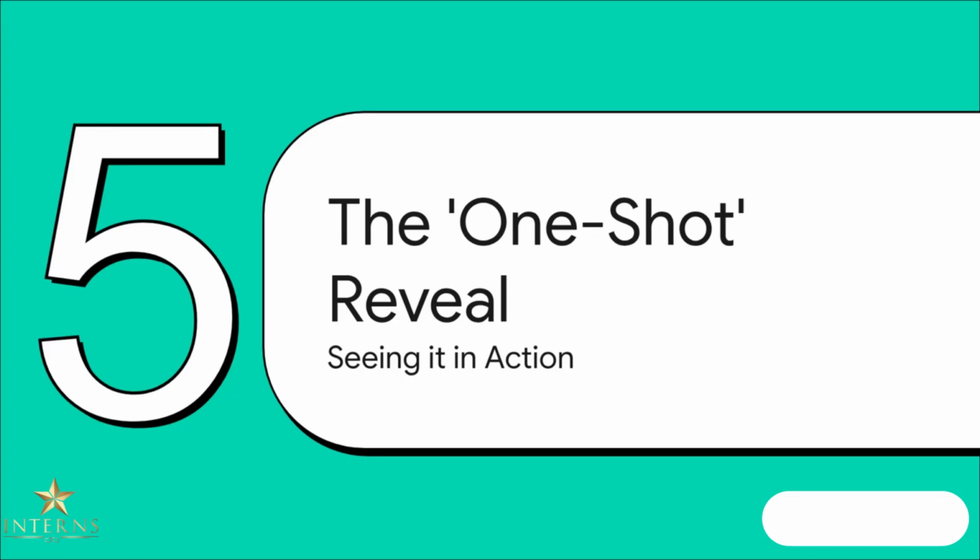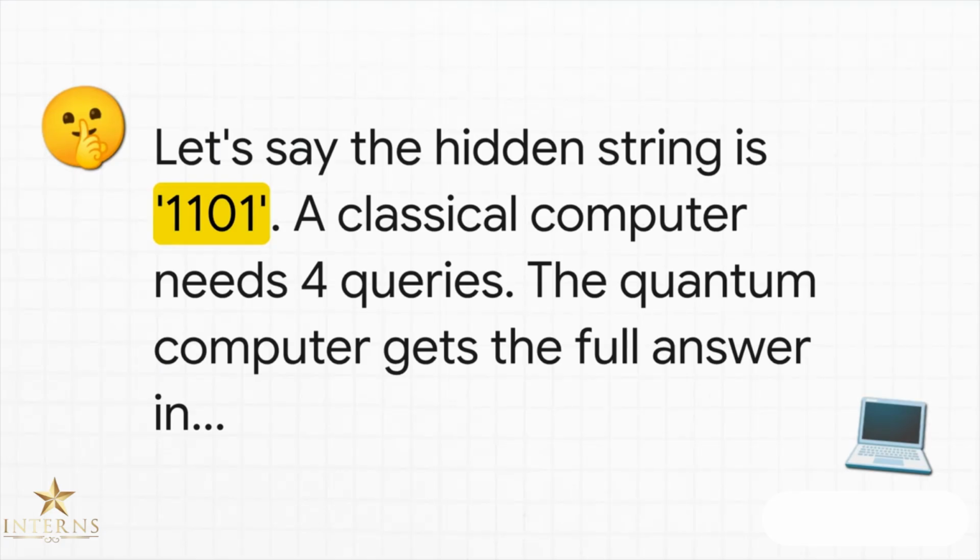Okay, theory is awesome, but let's actually see this thing in action. It is time for the grand reveal. Let's run a real example through this quantum algorithm. So let's pretend the secret string that's been hiding in our black box this whole time is 1101. Now remember, a classical computer would need 4 questions to figure this out. The quantum computer, on the other hand, after running through its 5 steps, gets the full, complete answer in 1. A single query. 1 question to that oracle, and it learns everything it needs to know. That right there is the heart of the quantum advantage for this kind of problem.